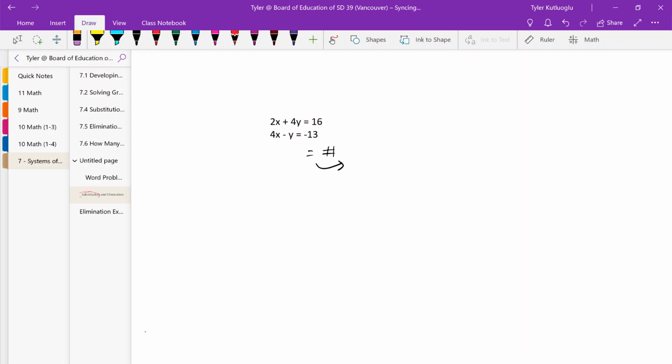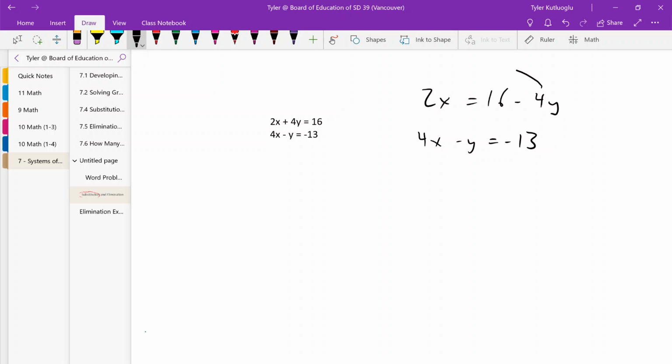This works if they were lined up in a different way. So for example, if it was like this, if that was the question, I would have to move this 4y to the other side by adding 4y to both sides so that then it would be lined up properly. So ours is already good, so let's go on to the next step.